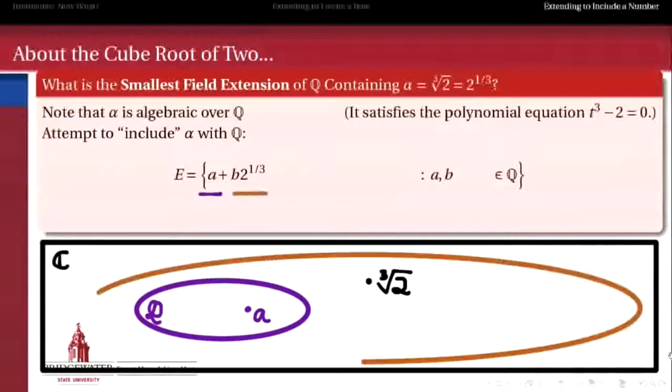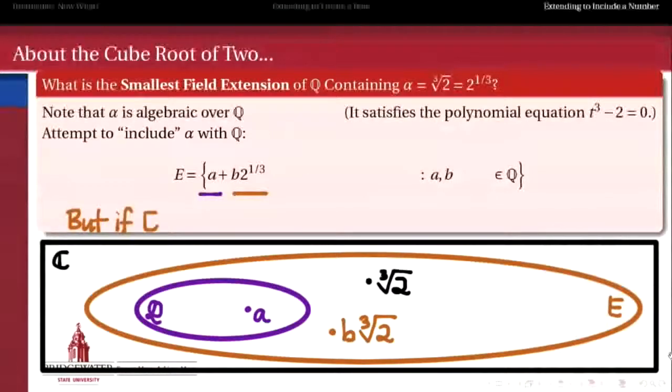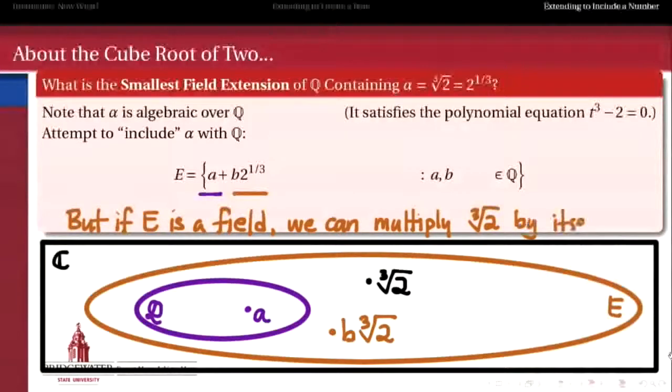What I mean by that is I'm going to define a new field, which consists of linear combinations of 1 and the cube root of 2, with those coefficients being rational. So a plus b times the cube root of 2. That gives me a field that's a little bit bigger than q. And again, if we send a to a plus 0 times 2 to the 1/3, that shows that there's a monomorphism from q into this field e. So now we have a slightly bigger field that contains the cube root of 2, a equals 0 and b equals 1, and it also contains all the rationals, a equals 1, b equals 0, for example.